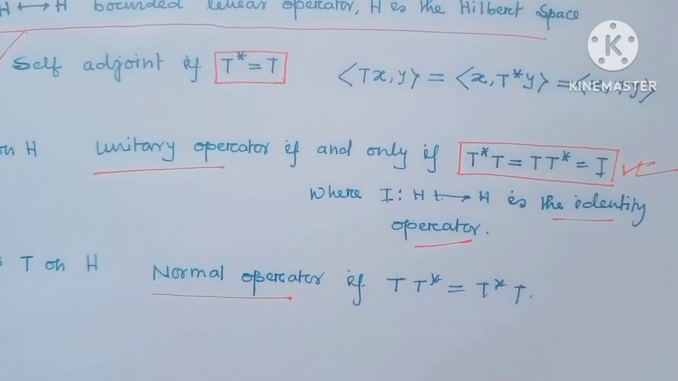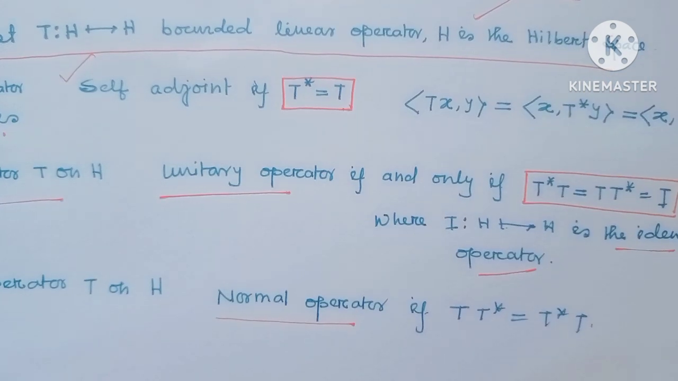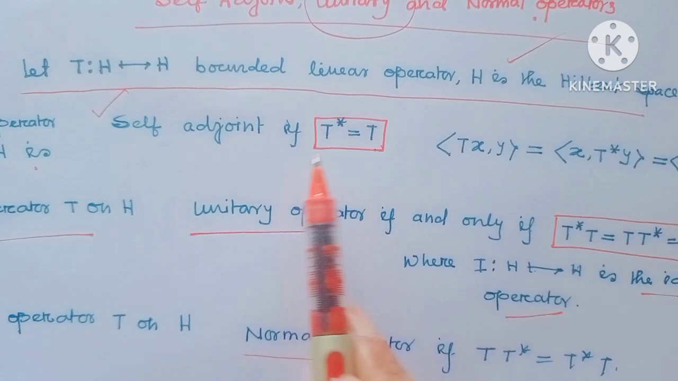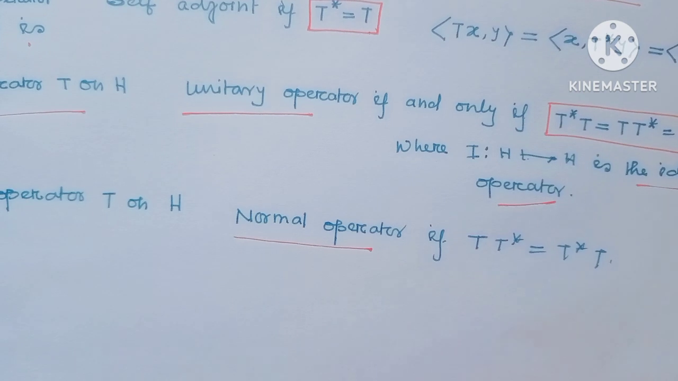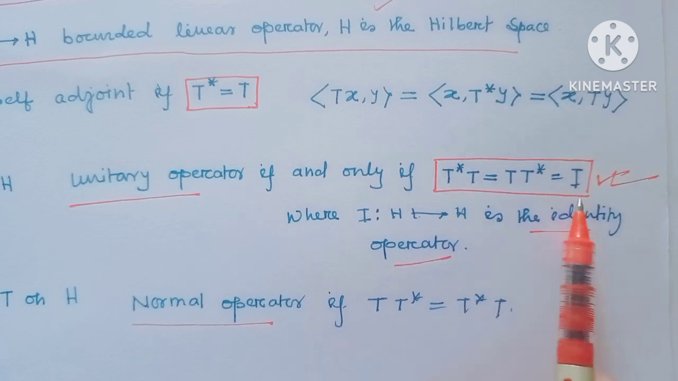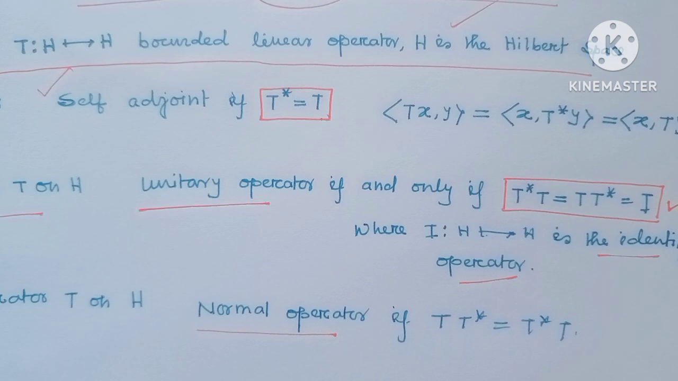I hope all my viewers have understood what a self-adjoint operator, a unitary operator and a normal operator are. In a self-adjoint operator, T is equal to its adjoint, and in a normal operator, the operator T and its adjoint always commute, and in a unitary operator this value is always equal to the identity. Let's see some properties of the unitary operator, because today's goal is the unitary operator.